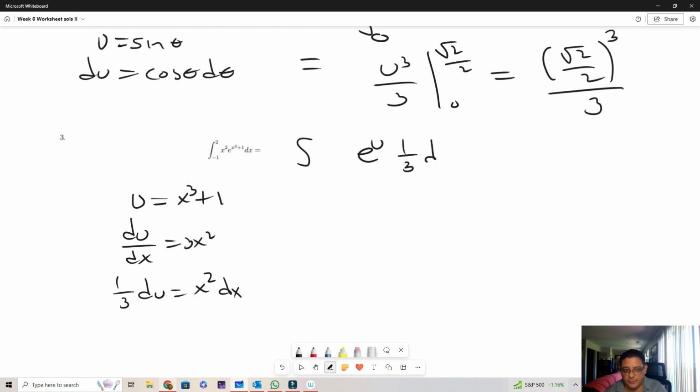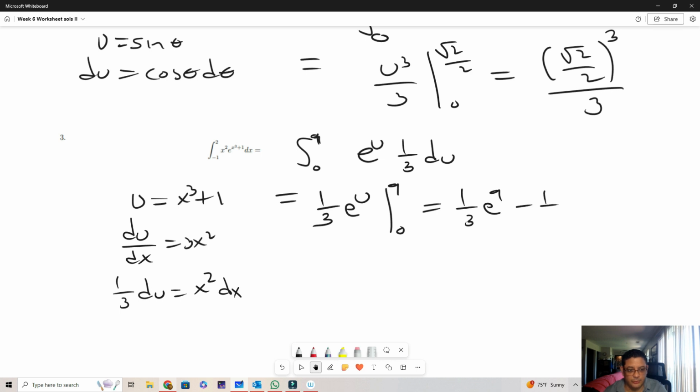And then this gets to be 1/3 du. And now let's transform the limits of integration. When x equals -1, then x cubed is going to be -1. This is going to become 0. Now when x equals 2, x cubed is 8 plus 1, then is 9. And so this is the integral from 0 to 9 of e to the u. And so this is 1/3 e to the u between 0 and 9. And so that's going to be 1/3 e to the 9 minus 1/3 e to the 0 plus c.